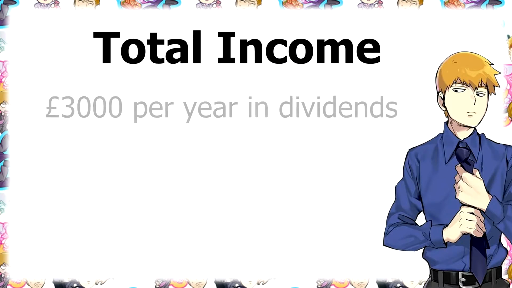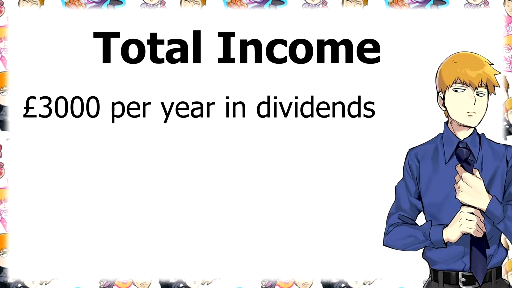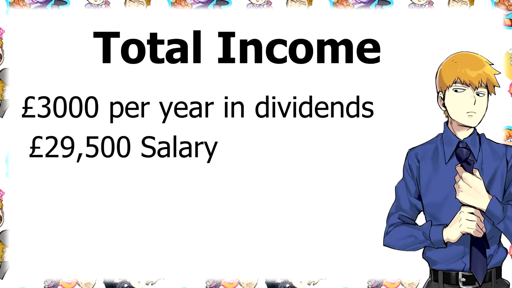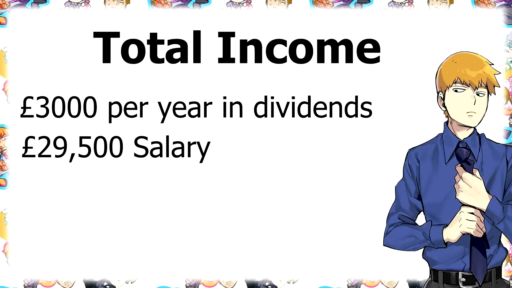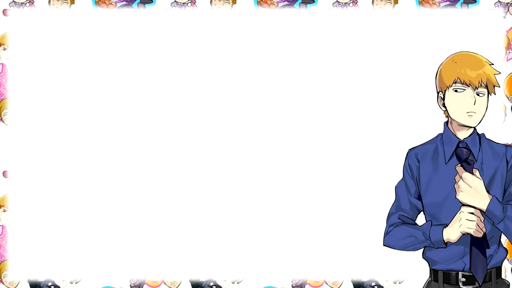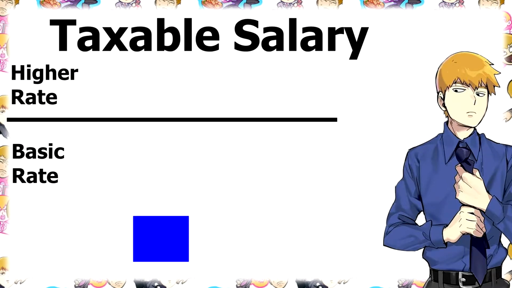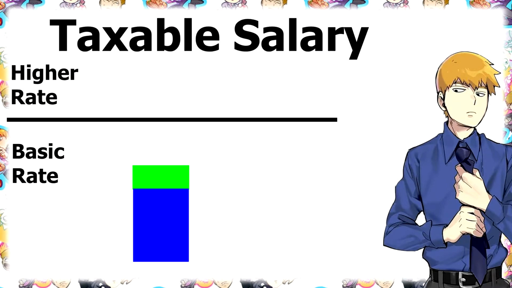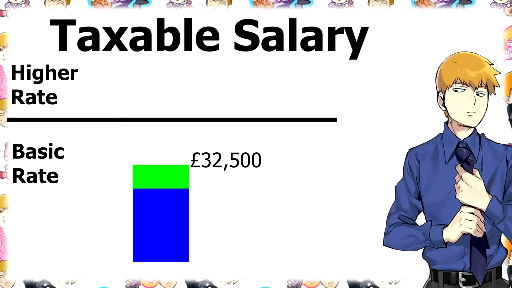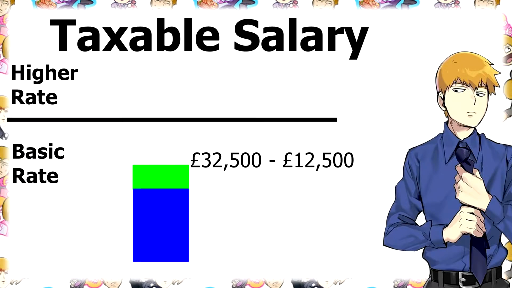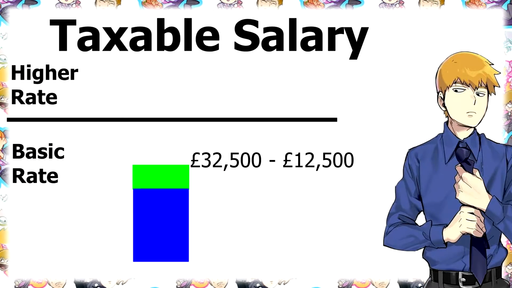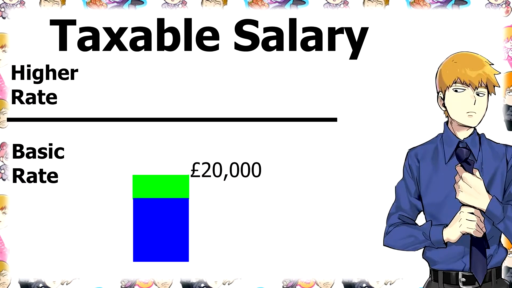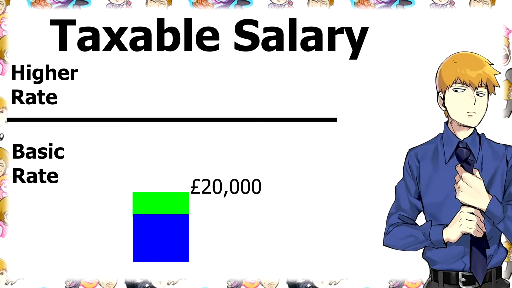So you get £3,000 a year in dividends and earn £29,500 in wages in the 2020 to 2021 tax year. So this will give you a total income of £32,500. Because you have a personal allowance of £12,500, you take this off your total income to leave a total taxable income of £20,000, like was shown in the example before.